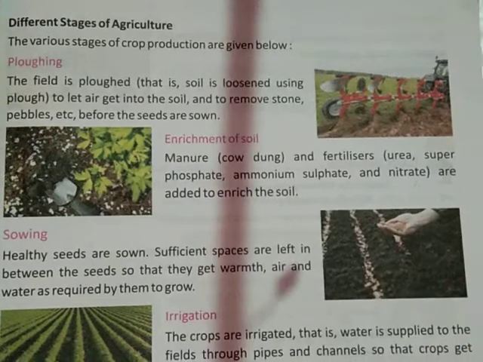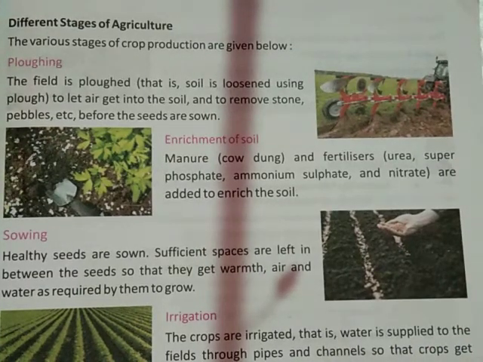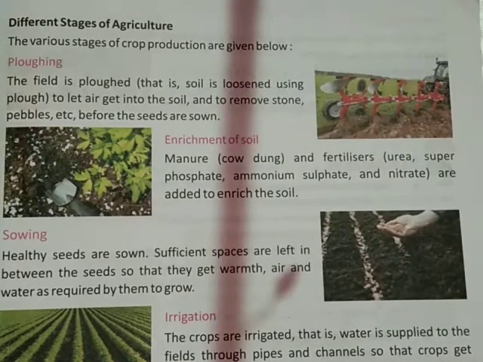Now in this session of video we are going to discuss various stages of crop production. When we start growing some agriculture, we have to follow some steps to get a better crop. We'll discuss all these steps one by one.